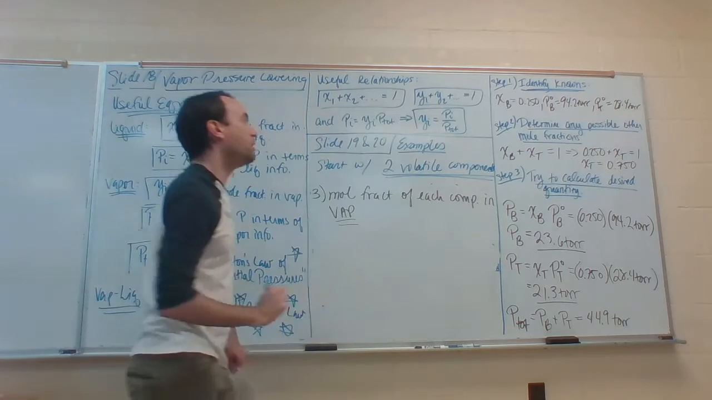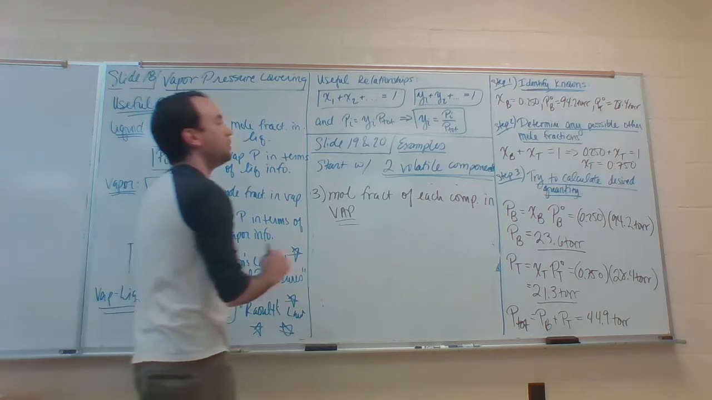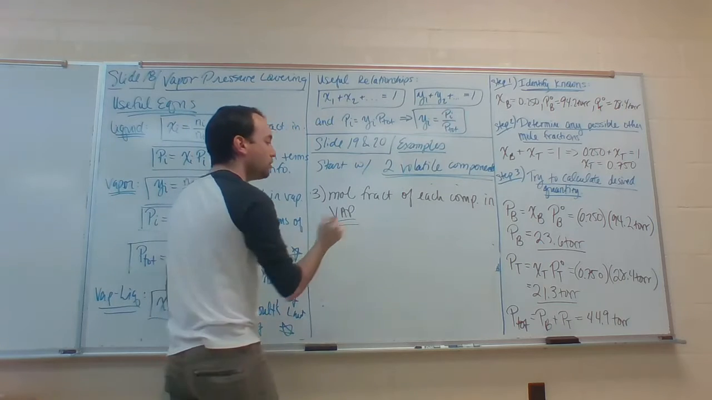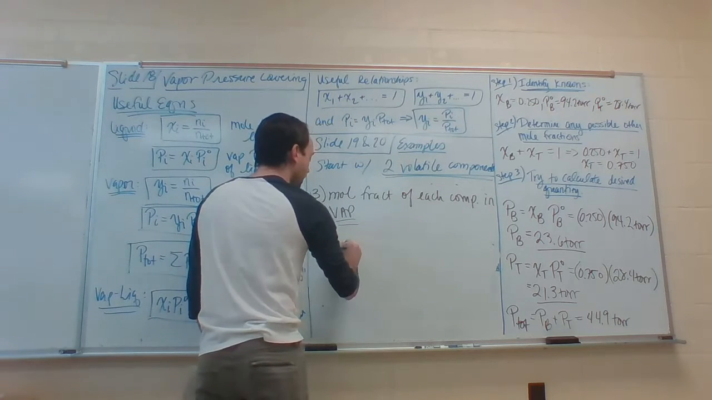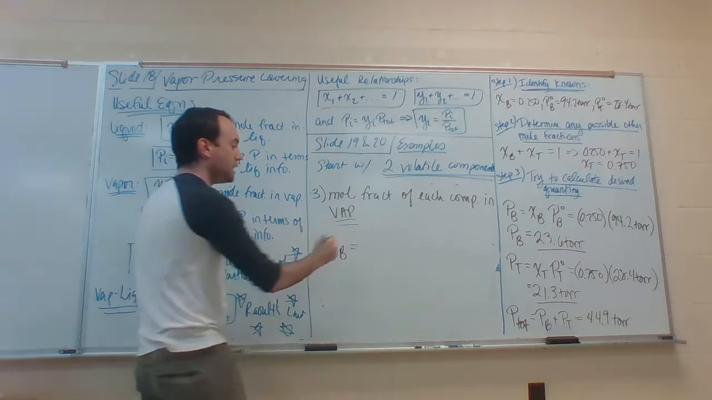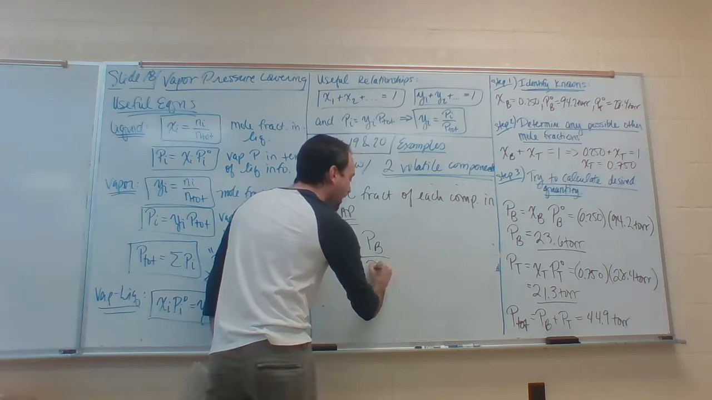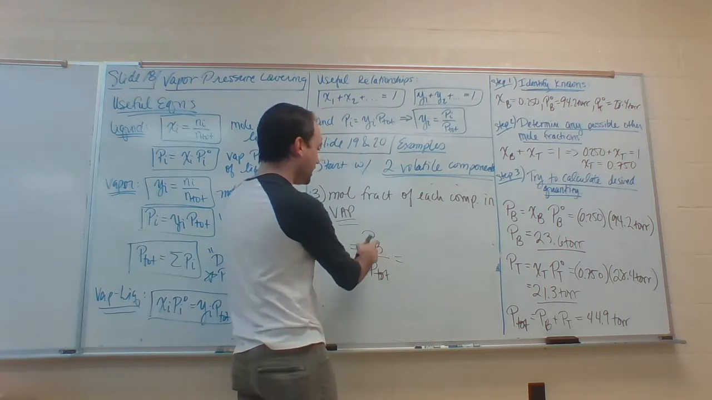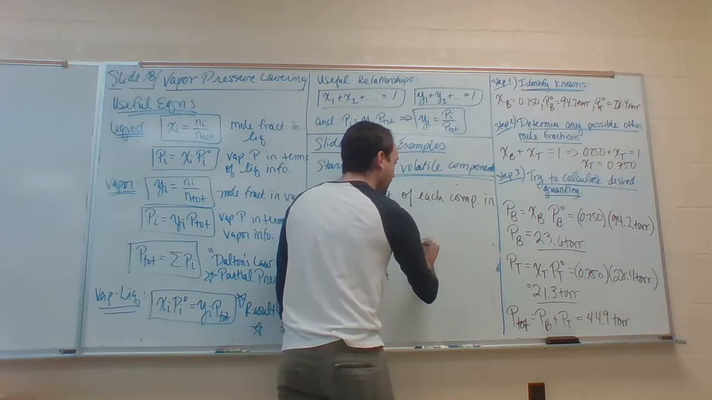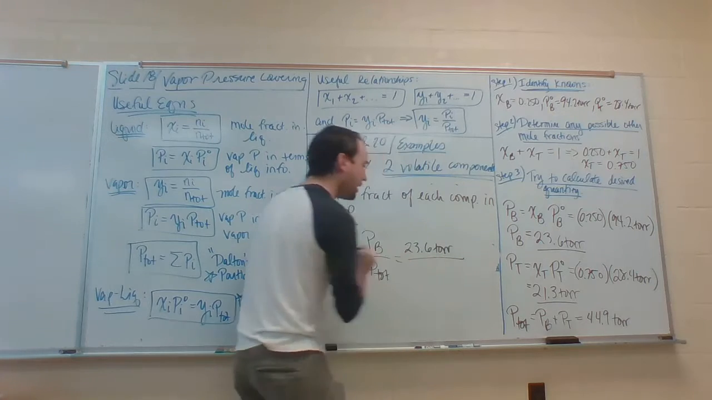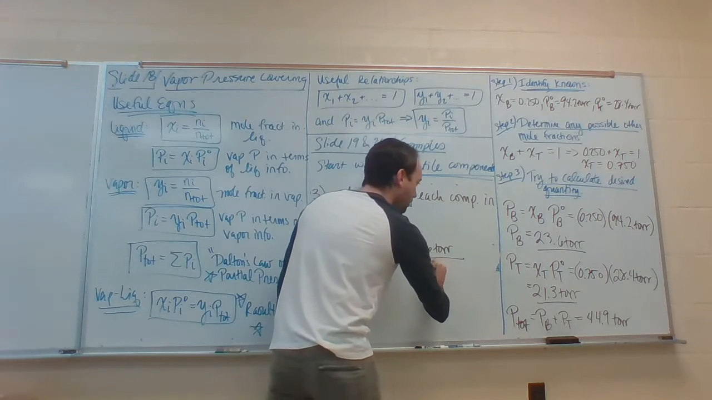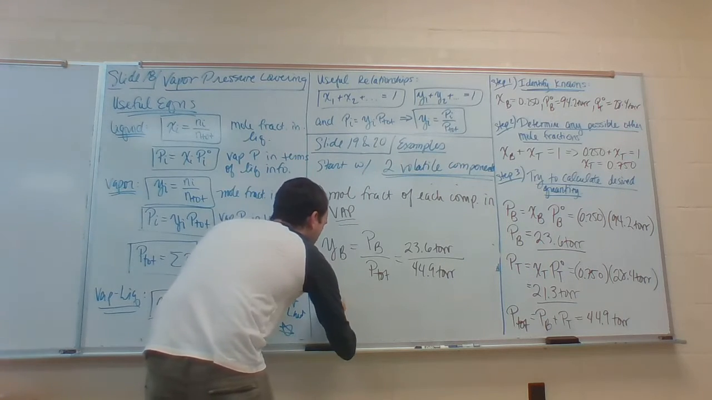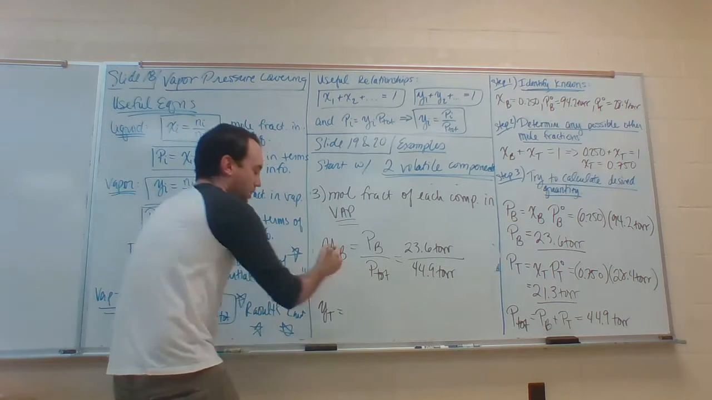Or we could be smart and use our mole fraction of component i, which is equal to the partial pressure of that component over my total pressure. So if I wanted to find my mole fraction of the benzene, all I have to do is take my partial pressure of the benzene and divide it by my total pressure. One way to do that is I can take my P_B value, which was the 23.6 torr, and divide that by my 44.9 torr.